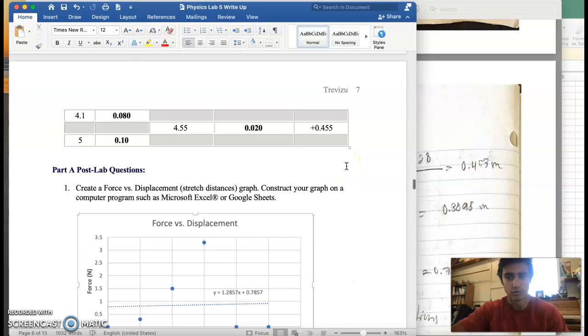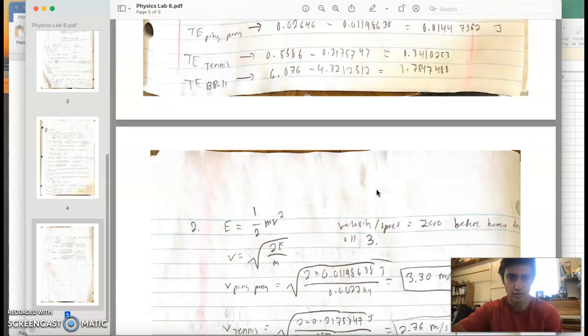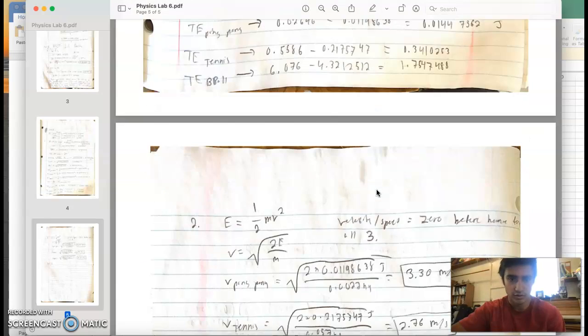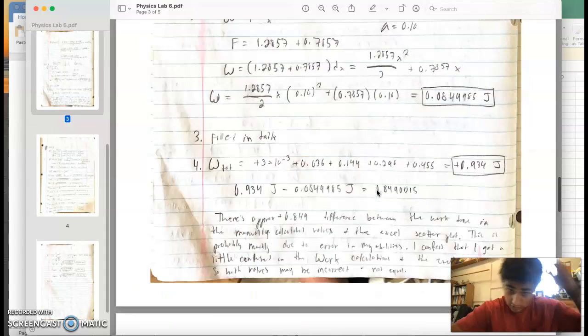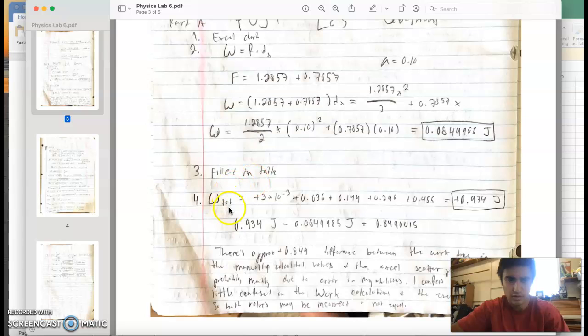Then I totaled it up later on in post-lab questions. So here's the total. Added up all the work forces that I generated manually. Turned out to be positive 0.934 joules. Then I took the difference of that being positive plus 0.8984900015 joules.